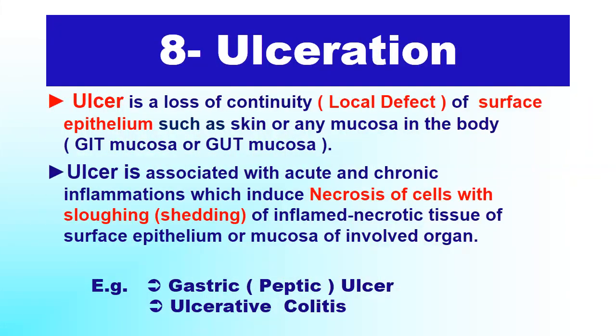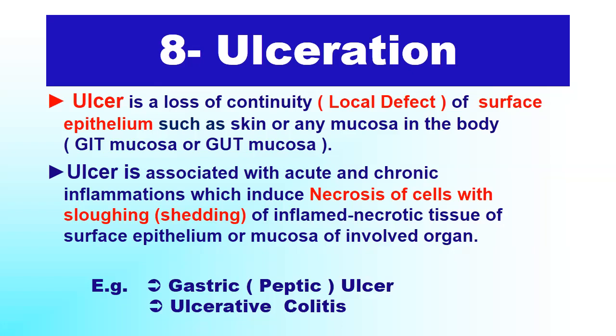Eighth, ulceration or ulcerative inflammation. Ulcer is defined as a loss of continuity or local defect of surface epithelium, such as skin or any mucosa in the body, such as gastrointestinal tract mucosa or genitourinary tract mucosa. Ulcer is associated with acute and chronic inflammations, which induce necrosis of cells with sloughing or shedding of inflamed necrotic tissue of surface epithelium or mucosa of the involved organ. So, ulcer is regarded as a morphology of acute inflammation and chronic inflammation.